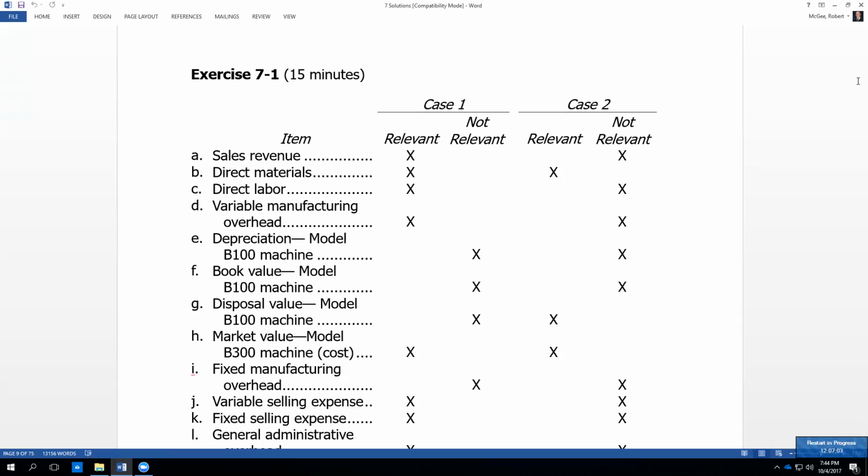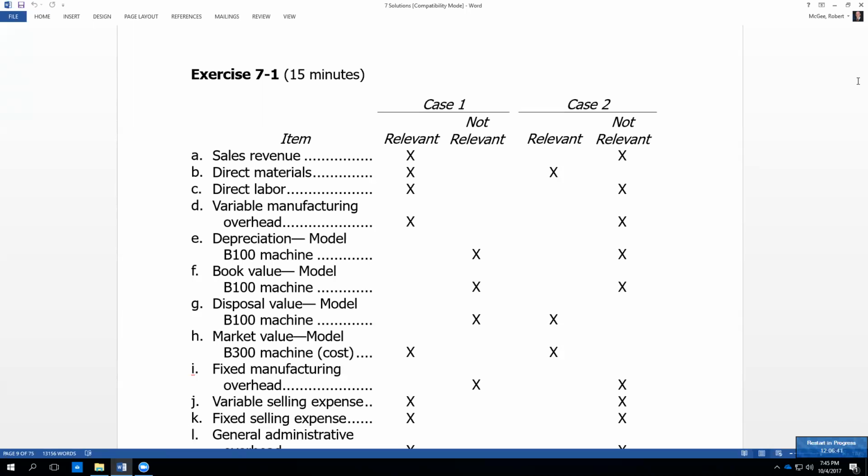Okay. So yeah, sales revenue is relevant here because by buying the new machine, they can increase revenue. Direct materials, that's relevant because they produce more units. They have more variable direct material. Direct labor the same way, variable overhead. All the variable stuff would all be relevant because they're producing more units.